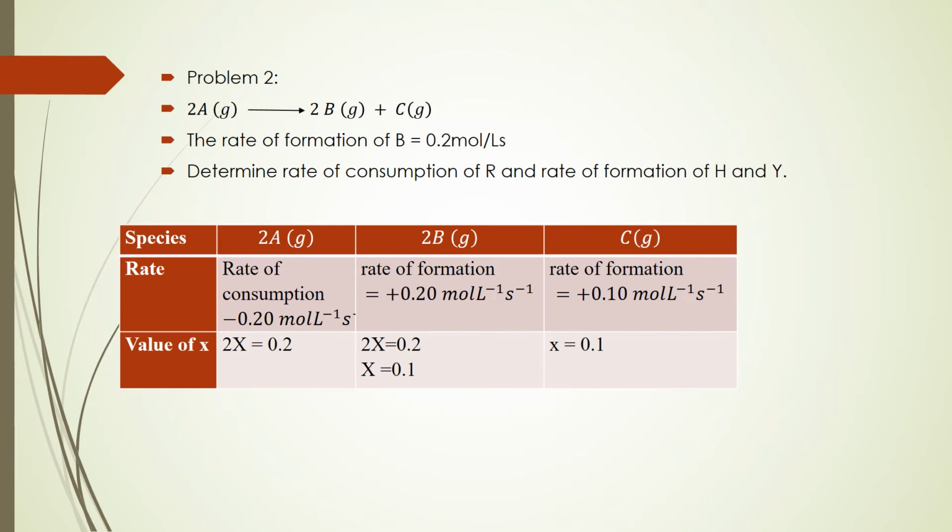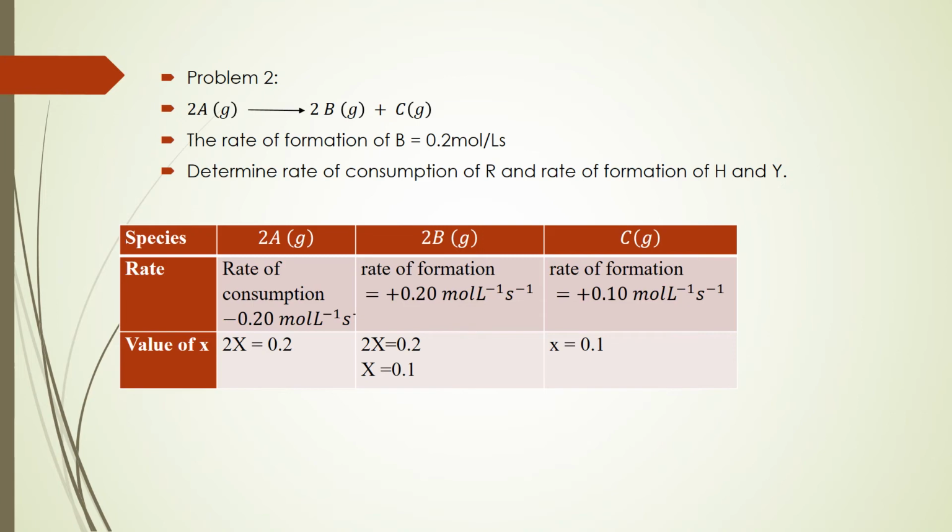Now in this kind of problem, it is easier because the problem has stated the rate of formation. Therefore, we don't have to calculate the rate or the concentration, and we can just straight away draw the table as you can see here. We are going to calculate the rate of consumption of A and C straight away.